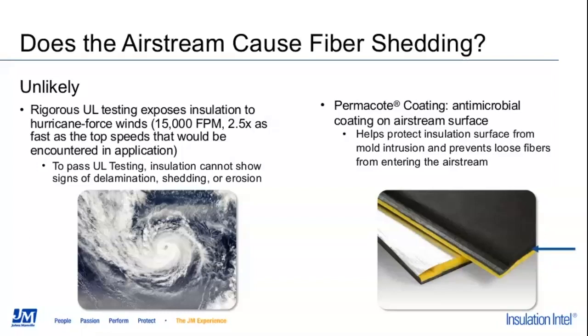Significantly, to pass this UL testing, the insulation can't show any signs of delamination, shedding, or erosion. So even under really rigorous conditions, we're not shedding fibers into the airstream. Another side of this is that our fiberglass insulation duct liners are lined with a permacoat coating, an antimicrobial coating on the airstream surface. This is designed to help protect the insulation surface from mold intrusion, but it serves a second purpose by preventing loose fibers from entering the airstream.